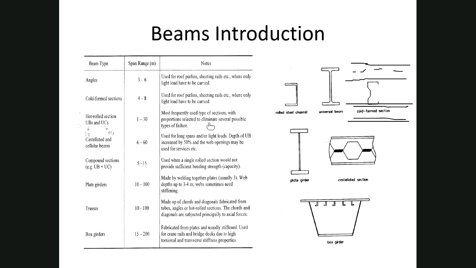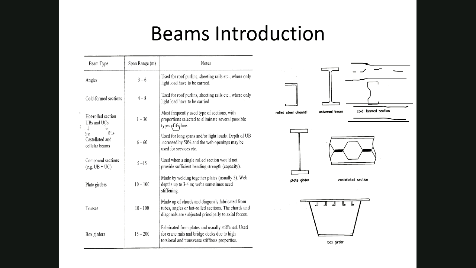Across the continent in Europe, you might use HEAs, HEBs, and HEMs, or IPEs, which are more slender elements as well. So they're different sections. You'll find kind of equivalent HEAs or HEBs or HEMs to our own UBs and UCs that we would typically specify in Ireland.